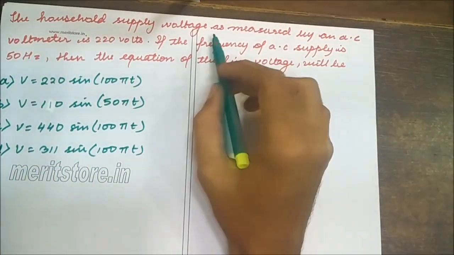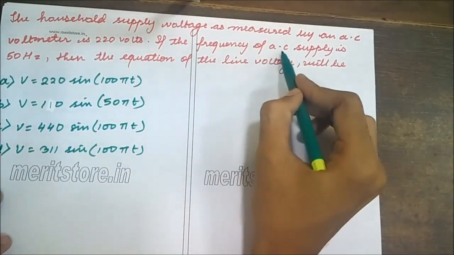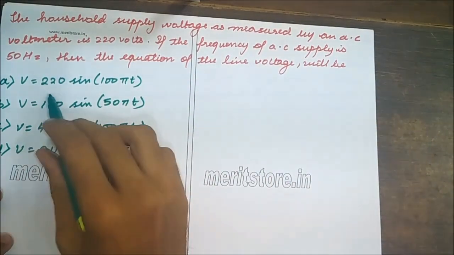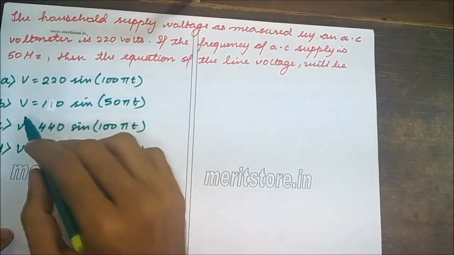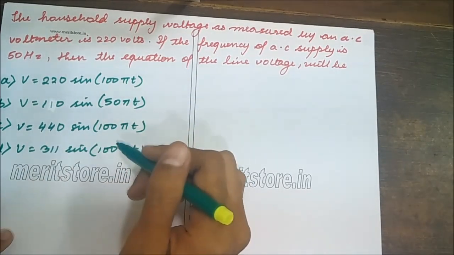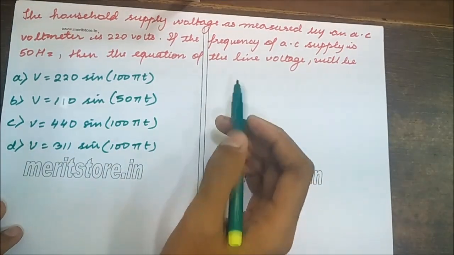The household supply voltage as measured by an AC voltmeter is 220 volts. If the frequency of AC supply is 50 Hz, then the equation of the line voltage will be: V equals 220 sine 100 pi t, V equals 110 sine 50 pi t, V equals 410 sine 100 pi t, or V equals 311 sine 100 pi t.